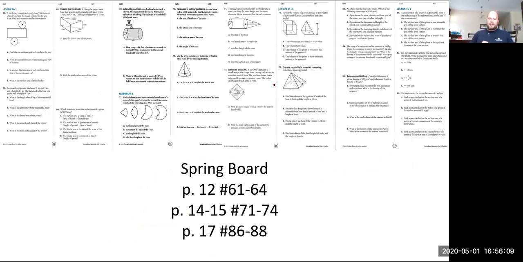This is the beginning of the first assignment. There are two assignments when it comes to this section that are due on Tuesday. On Tuesday, the first assignment comes from the Springboard pages, which I'm posting online here in a few minutes. Again, it's pages 12, 14, 15, and 17 with those numbers: 61 to 64, 71 to 74, and 86 to 88. Those are the only problems I want you doing on those four pages. Those will be up on EDSB by the time this video is posted.